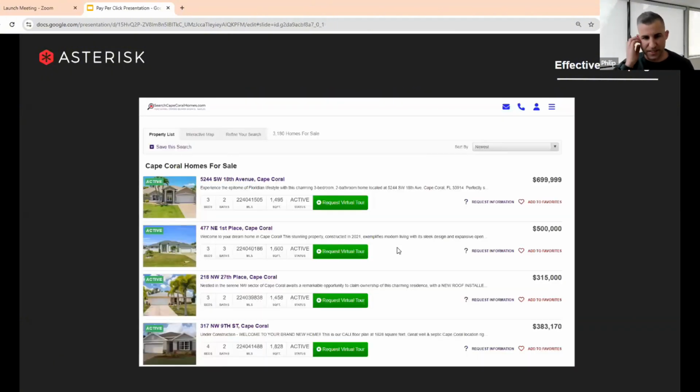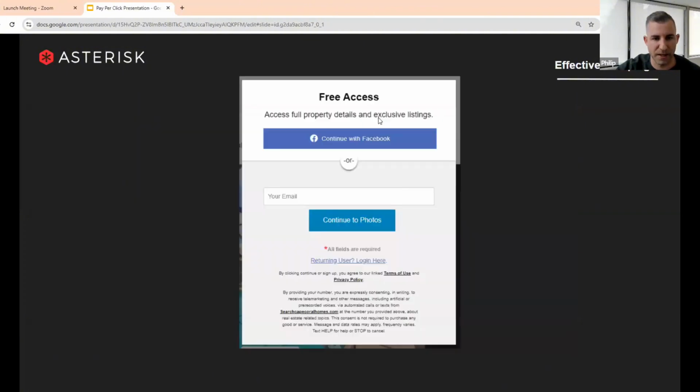So here's an example of a landing page. This is a Real Geeks website, a landing page for Cape Coral homes for sale. So you can see here, right away, it shows you the homes. It has options to refine your search. Obviously, they'll be able to scroll down. This is just an image. And then if you click on a property, this is what you get. This is your lead capture. So they don't get an option to go and scroll through different properties. We hit them right away with it.